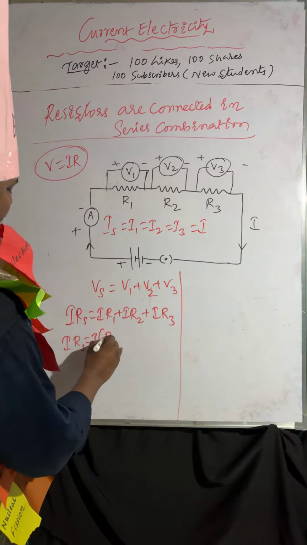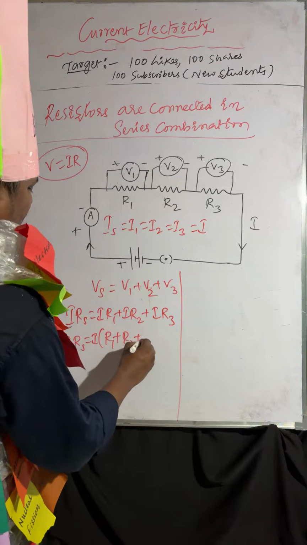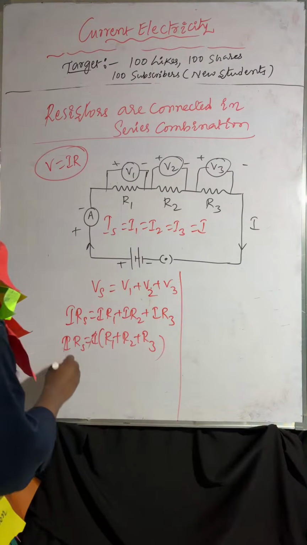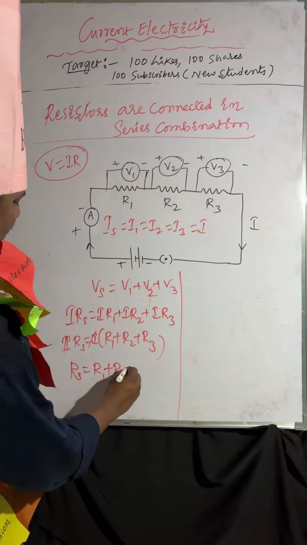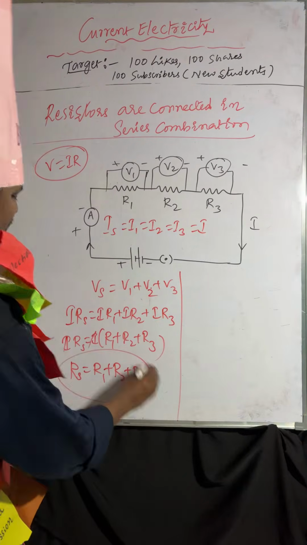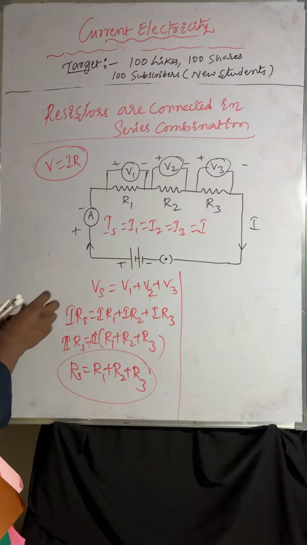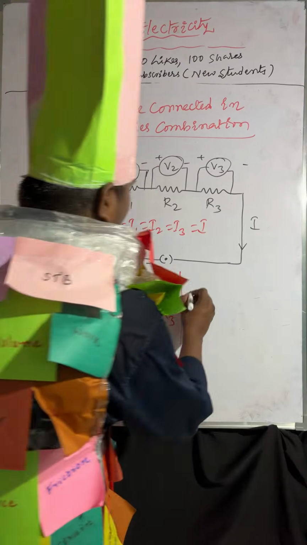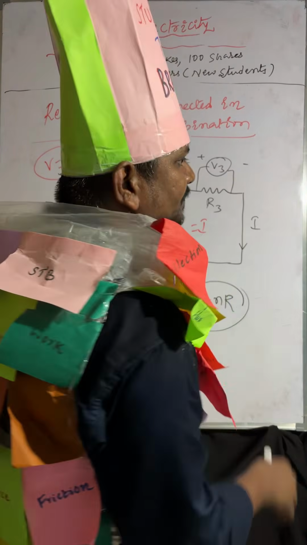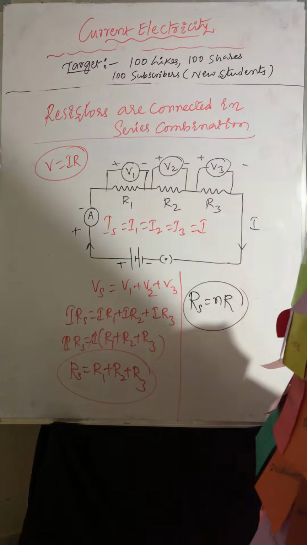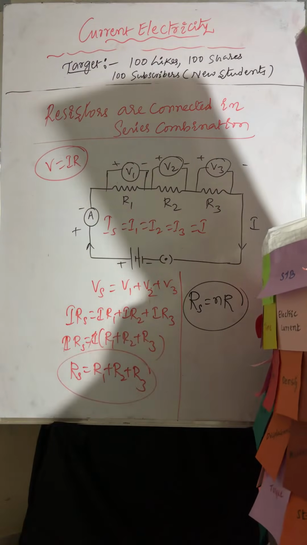If you take I common, it is R1 plus R2 plus R3, and I gets cancelled. Rs equals R1 plus R2 plus R3. So if n number of resistors are connected in series combination, Rs equals nR. Rs equals nR. So observe that once.